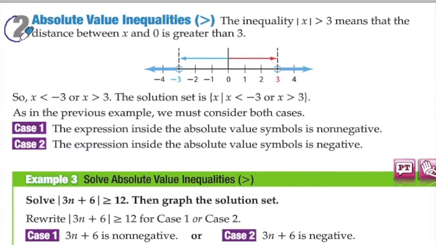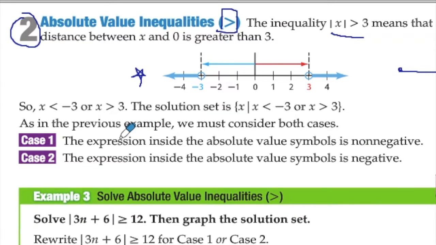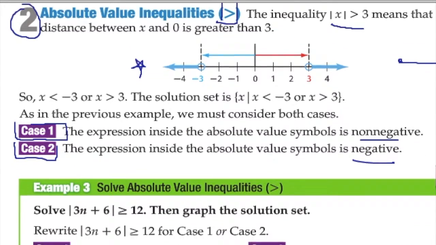For the second objective for this lesson, we have absolute value inequalities involving the greater than symbol. The inequality, the absolute value of x greater than 3, means that the distance between x and 0 is greater than 3. So take a look at how this graph looks compared to what we were just doing, where we had 2 circles and a connection between the two. We have case 1 where the expression inside the absolute value symbols is non-negative, and case 2 where inside the absolute value symbols is negative. So for example 3, take a look at that.